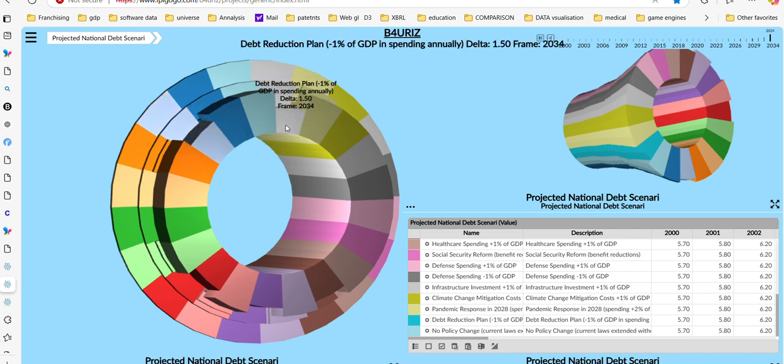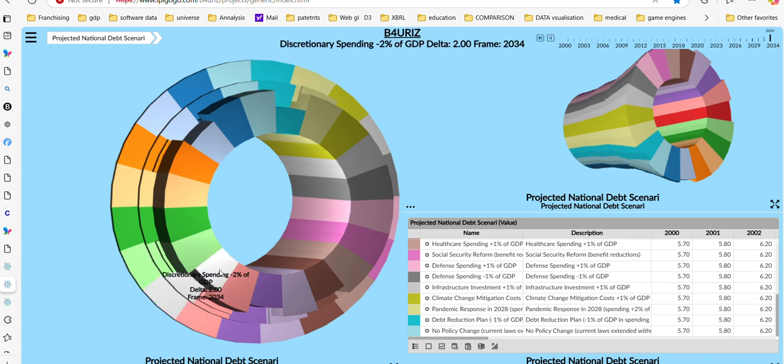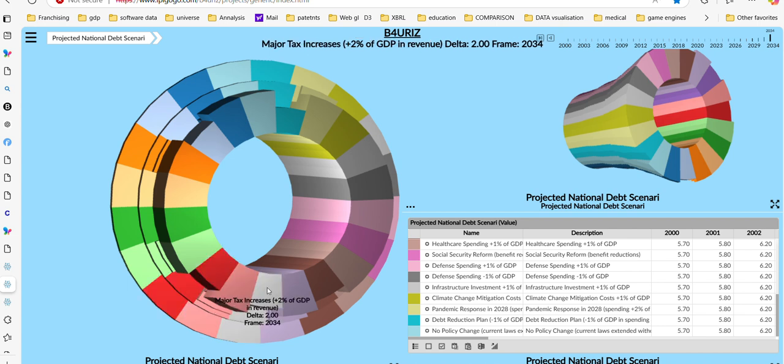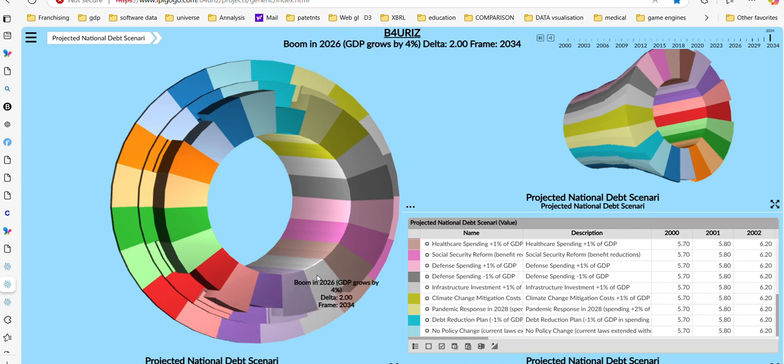This one shows here debt reduction plan, -1 of GDP spending annually produces a good result. So does this one over here visually, and that's a discretionary spending reduction of 2%. And this one here shows an increase in the tax of +2% and its effect on the economy.